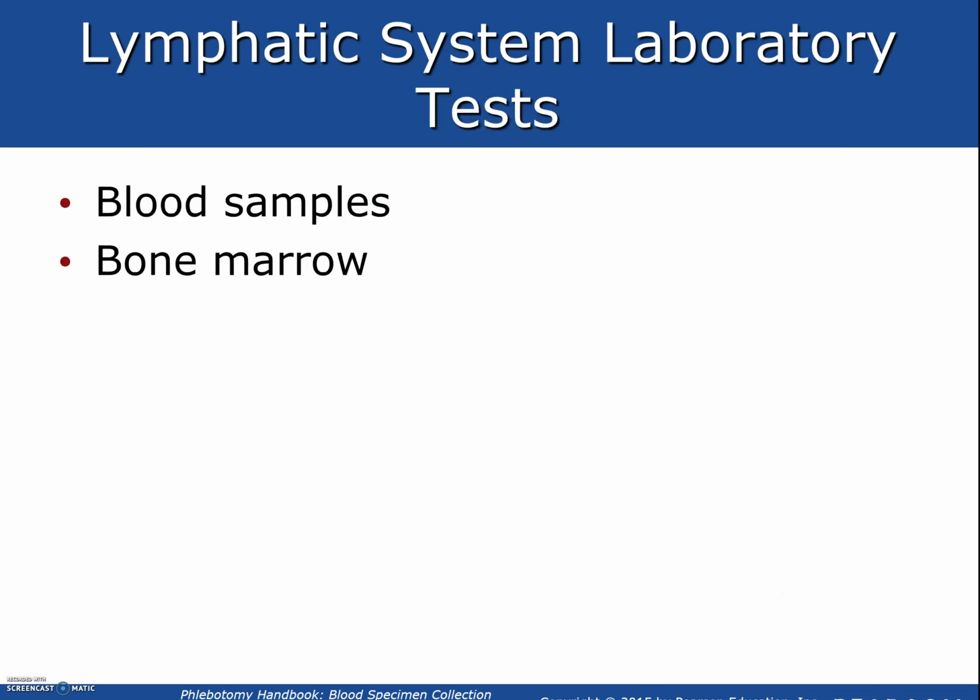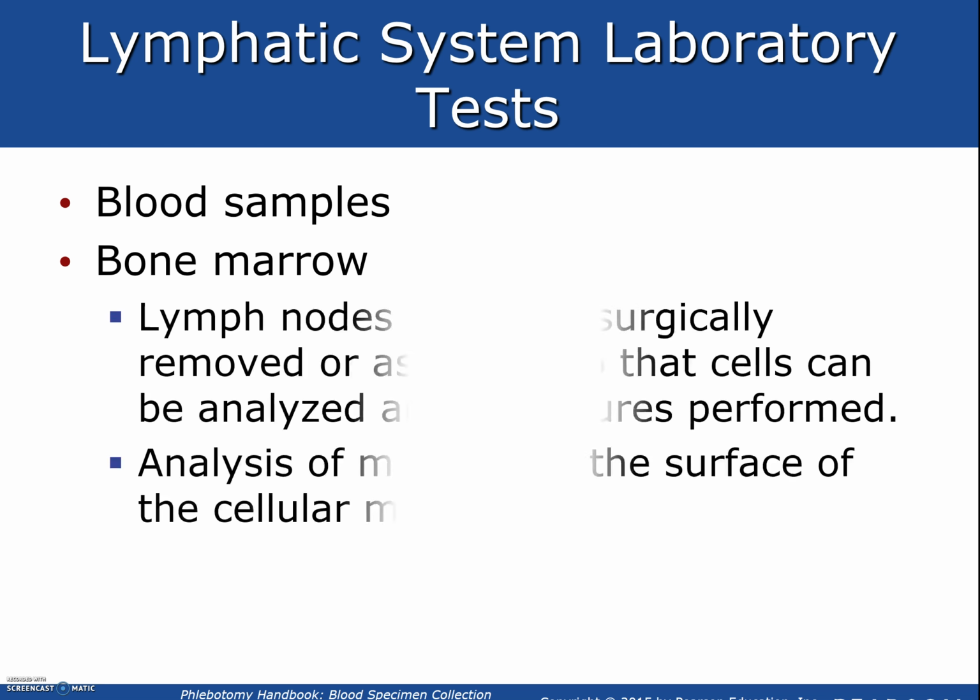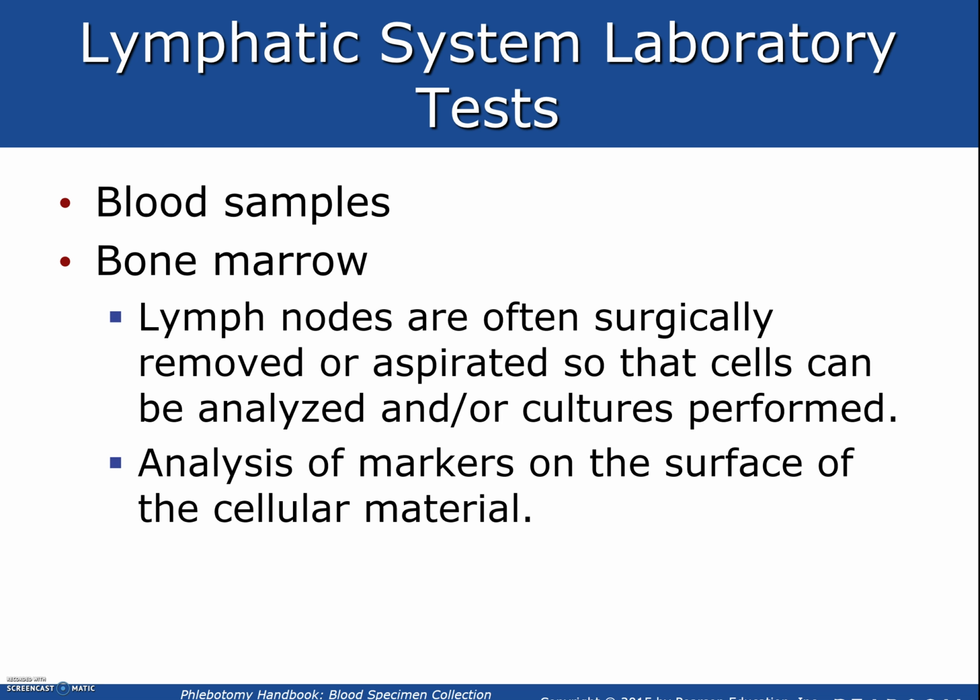The lymphatic system laboratory tests, we have blood samples, bone marrow. Lymph nodes are often surgically removed or aspirated so that cells can be analyzed and or cultures performed. Analysis of markers on the surface of cellular material. This is commonly seen when we have patients that have mastectomy surgeries due to breast cancer.